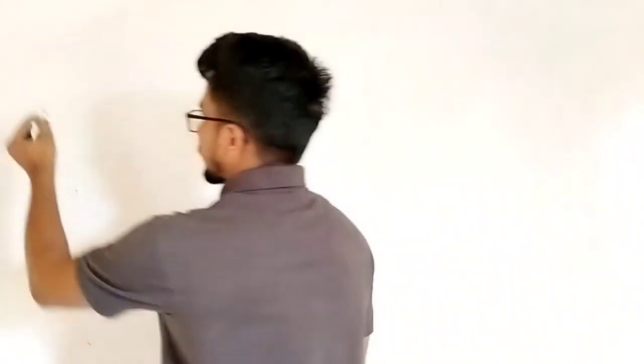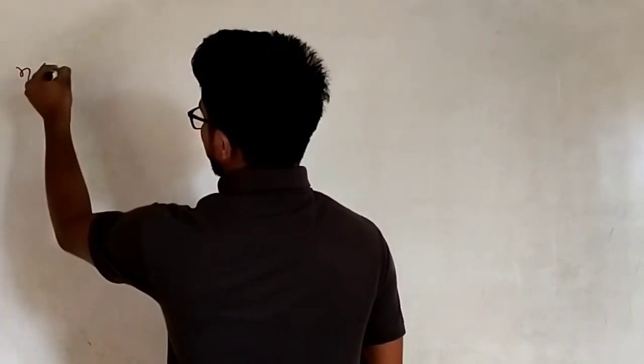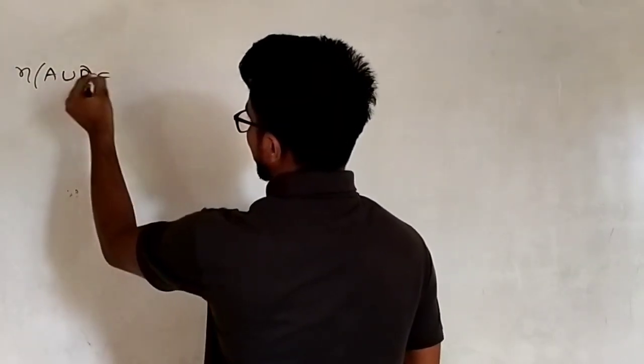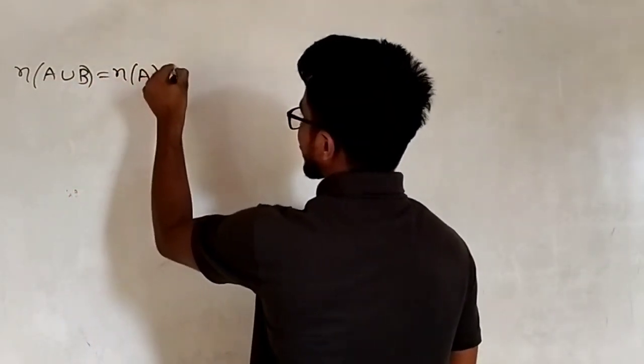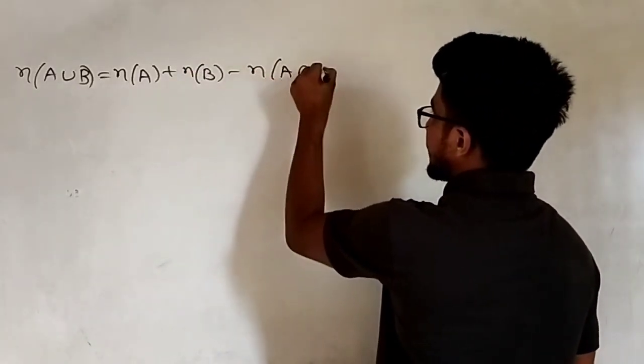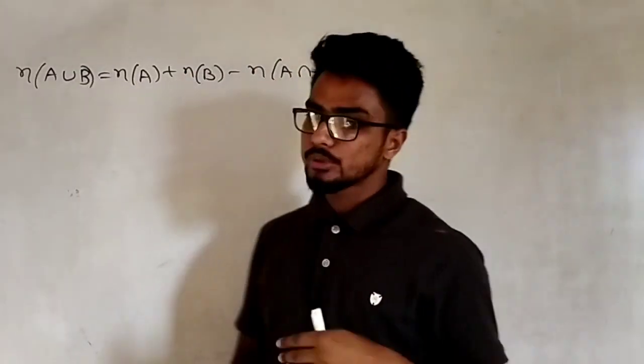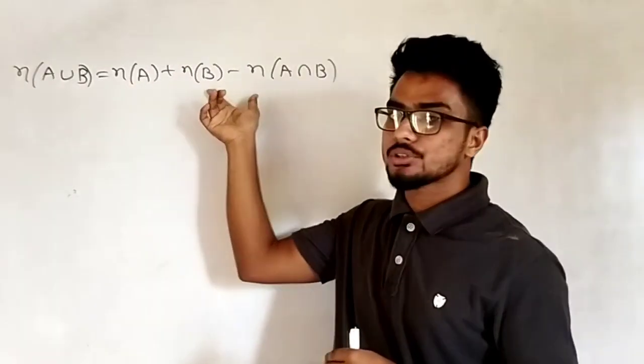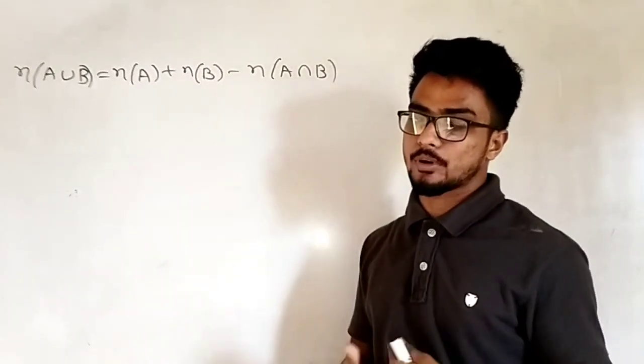In my last class we derived a formula: number of A union B equals number of A plus number of B minus number of A intersection B. We derived this formula, and today we'll try to apply this theory to real life problems.